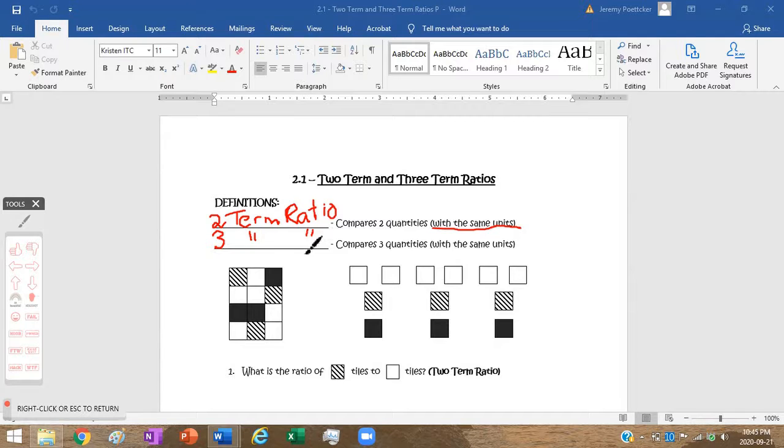Alright, so we want to look at some examples here. What's the ratio of the zebra stripy tiles to the white tiles? So this is going to be a 2-term ratio. Now we can either look at this thing on the side here that I circled, or break it down into nicer, easier to count. So our ratio of stripies to white tiles.